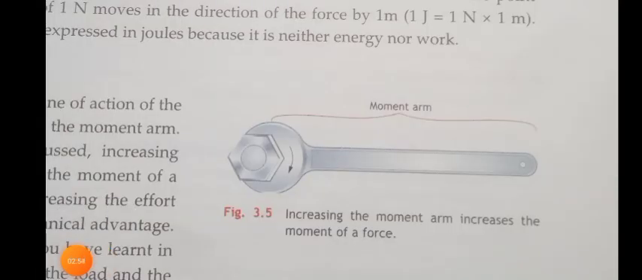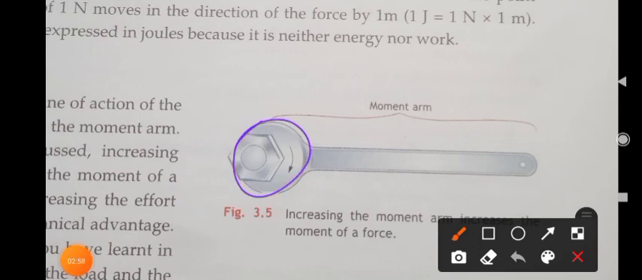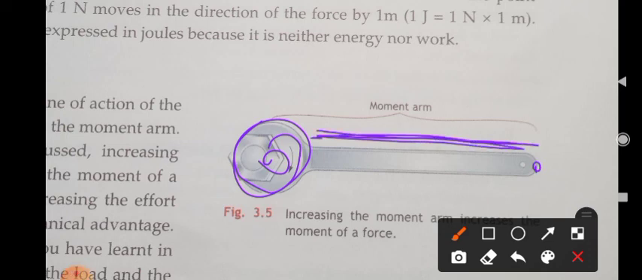So here is the pivot of the spanner. This is the pivot end of the spanner. Here we will be holding the spanner. So the distance between these two will give you the moment arm. When this increases, which will be increasing? The moment of force will be increasing, that is, torque will be increasing.